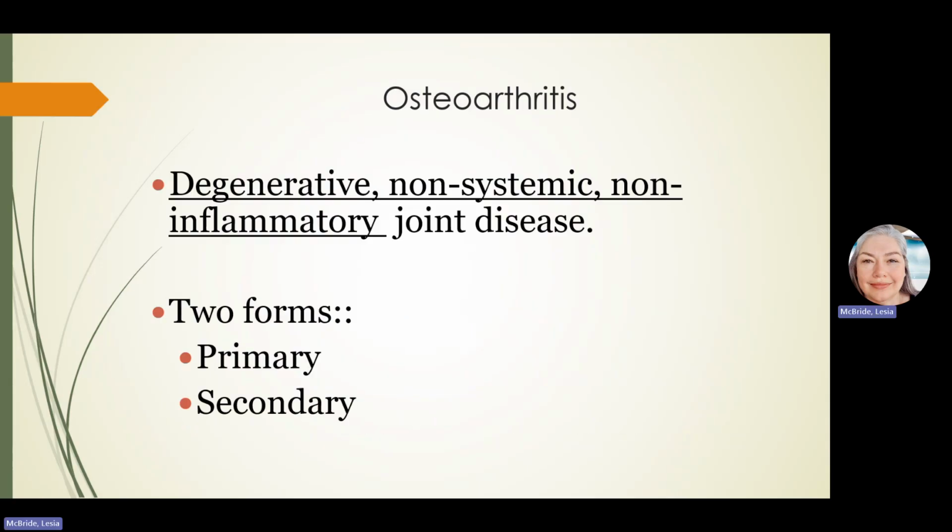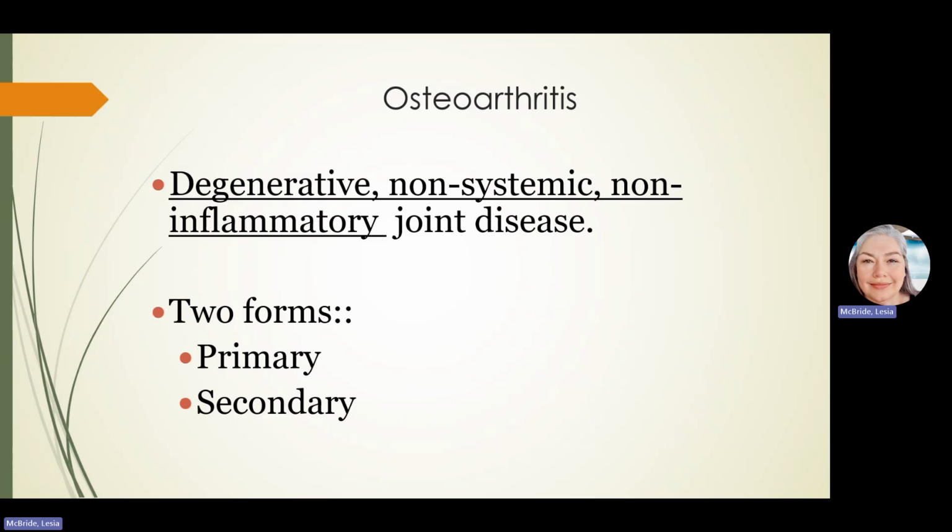Osteoarthritis is a degenerative, non-systemic, non-inflammatory joint disease. That means it's not caused by our body attacking itself. It's just wear and tear. There are two different forms of osteoarthritis. Primary, the cause is unknown. It's just basically getting older, being used. Of course, we know that obesity worsens it.